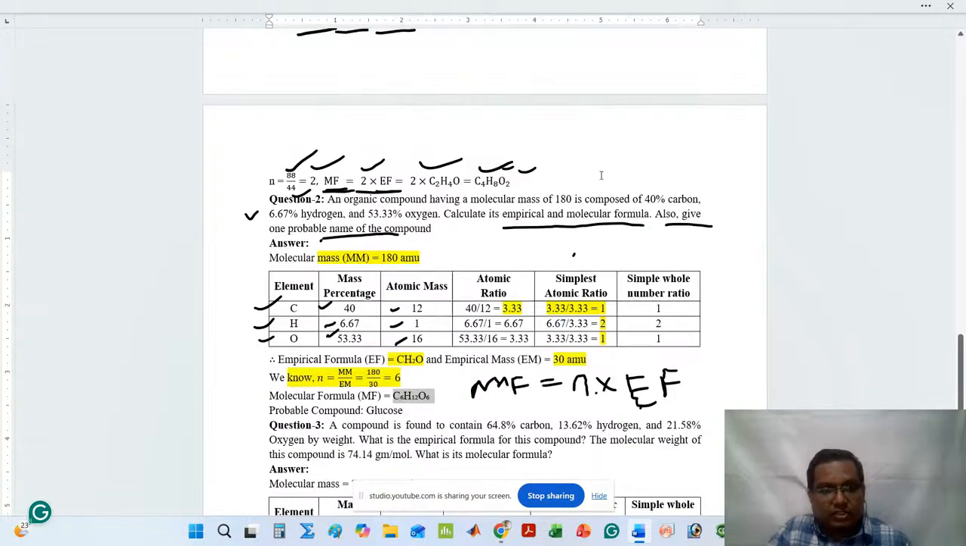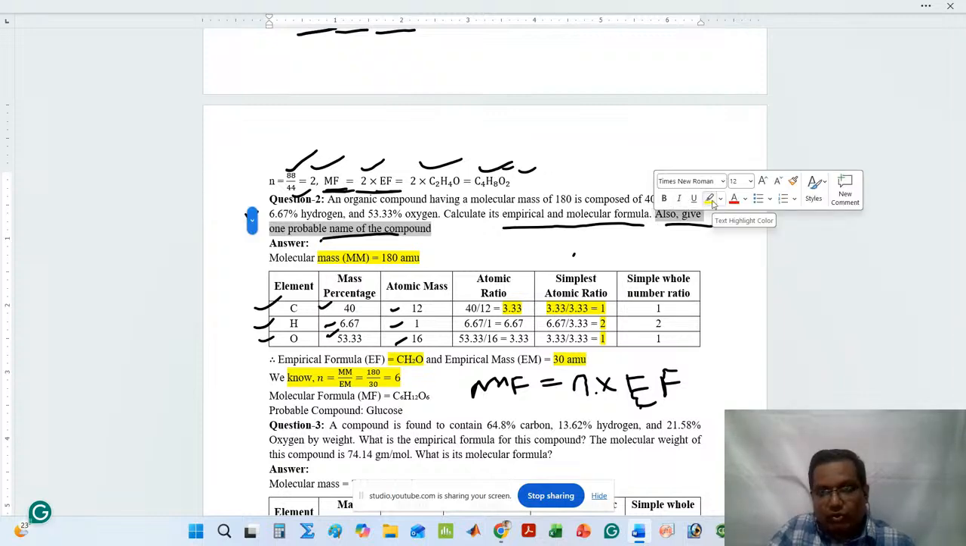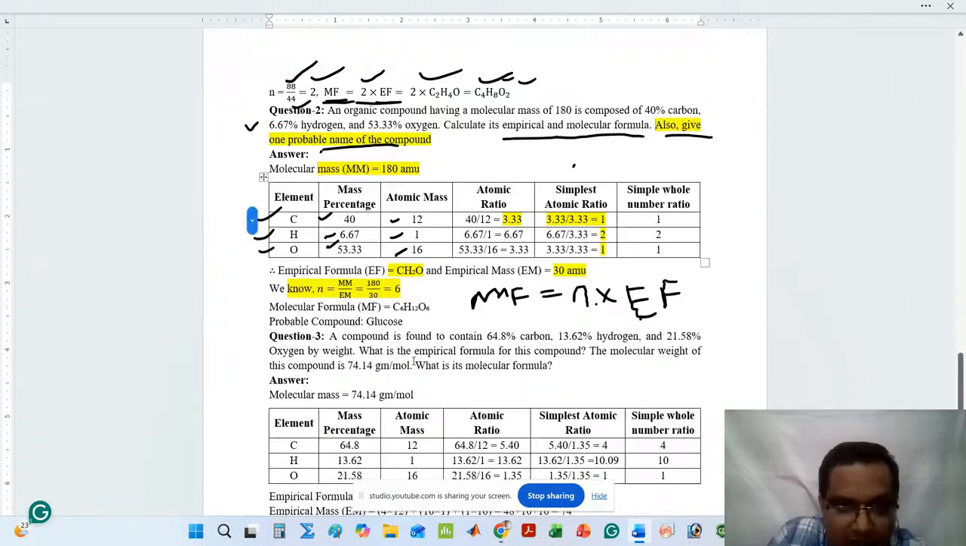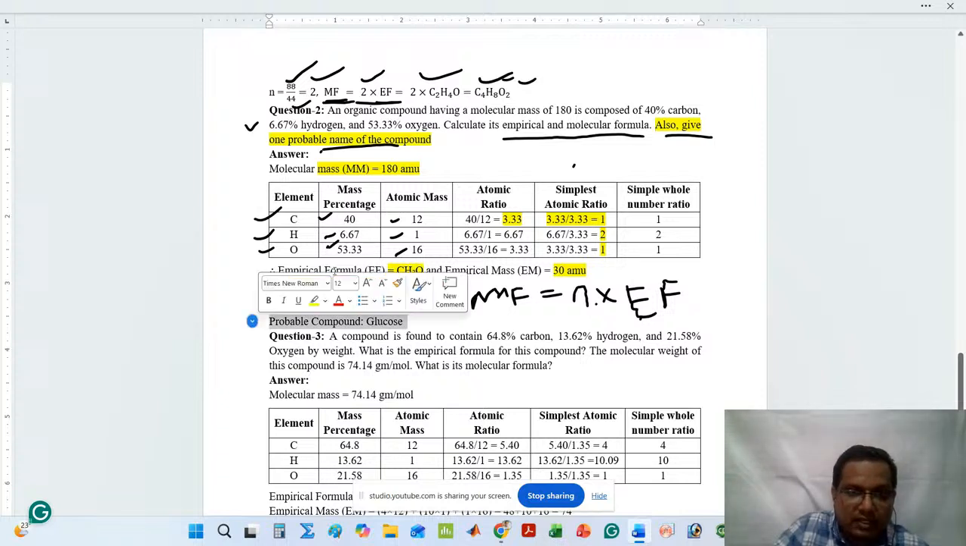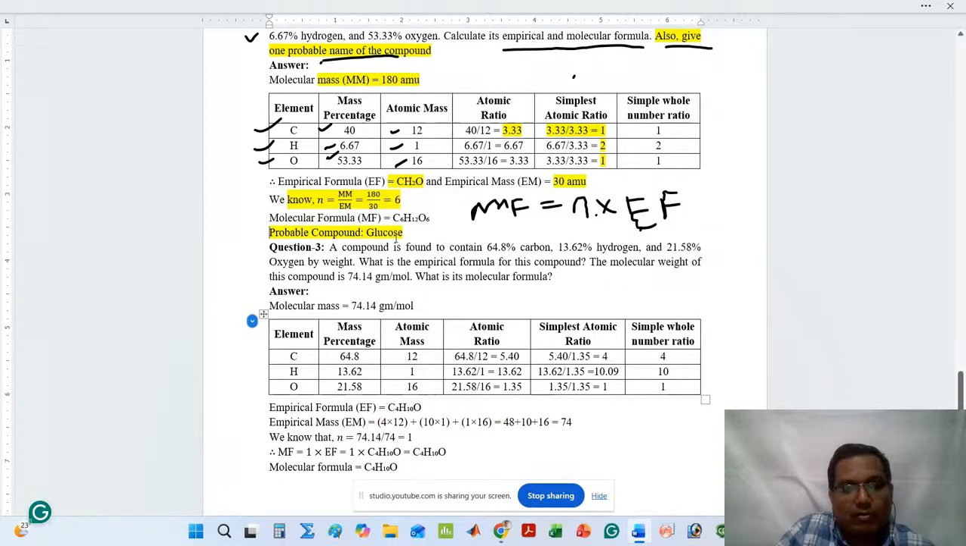Another question is given: give one probable name of the compound. Look at that. We know that glucose has the formula C6H12O6. So the probable compound is glucose. So here the answer is glucose. This is question number 2.